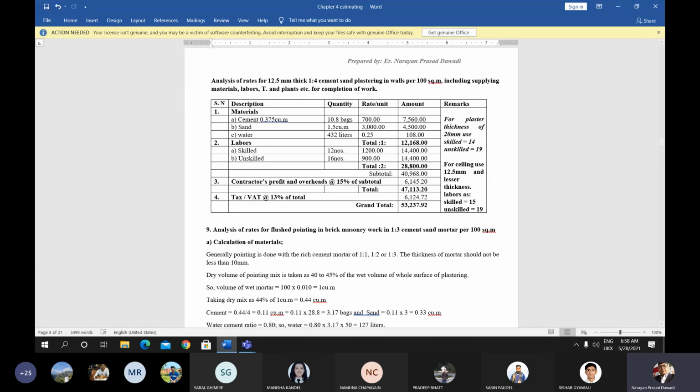That's why, if you are asked to prepare the analysis of rates for 1:4 cement plastering in the ceiling, you have to provide the thickness of the ceiling as 10 mm or 12.5 mm. Don't provide a thickness of 20 mm for the ceiling, because it is very difficult to stick the plaster on the ceiling. That's why remember that for the ceiling, use 12.5 mm or lesser thickness.